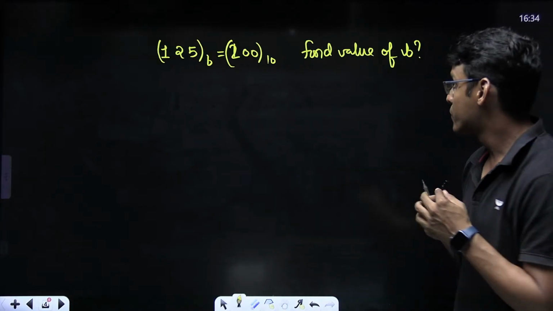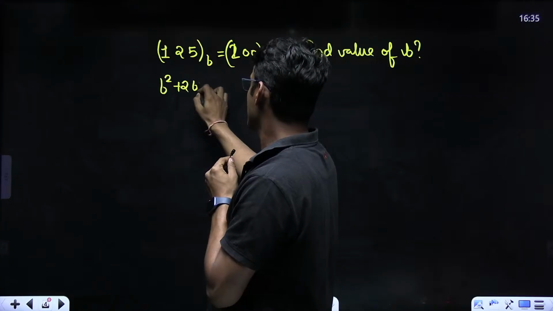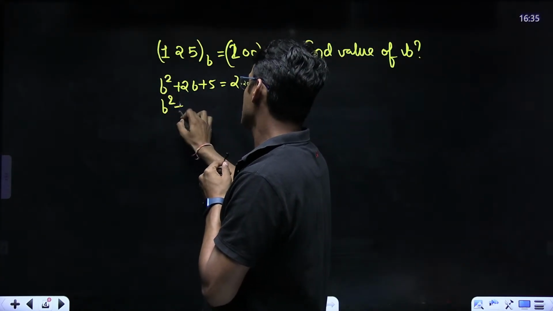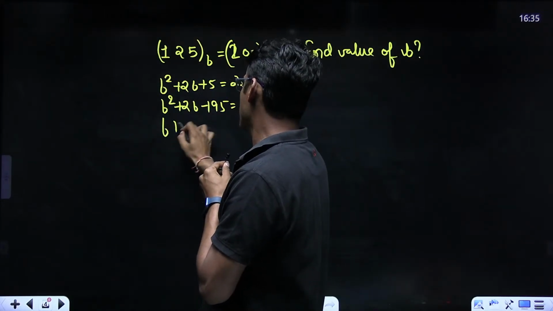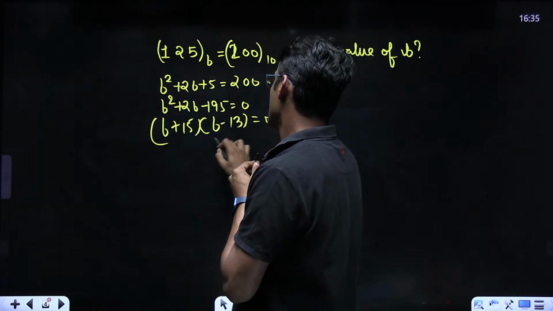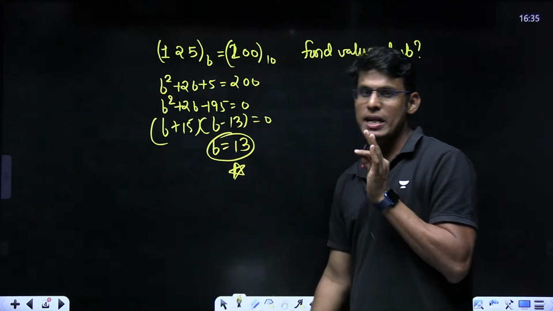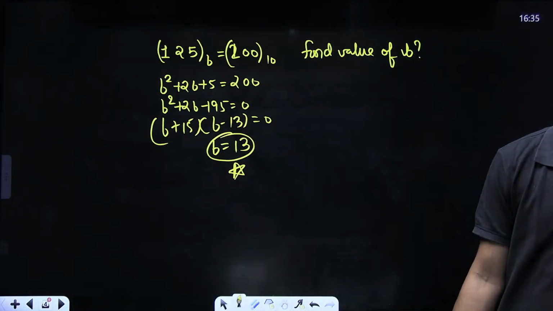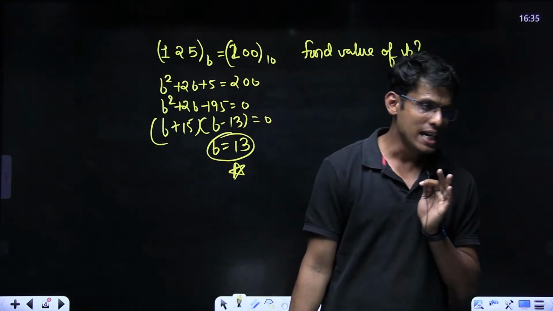Is it 13? Let's see. b square plus 2b plus 5 equals 200. b square plus 2b minus 195 equals 0. So (b plus 15) into (b minus 13). Now base cannot be negative. So hence I can say my b is 13. Can I say this, guys? Right? My b is 13.